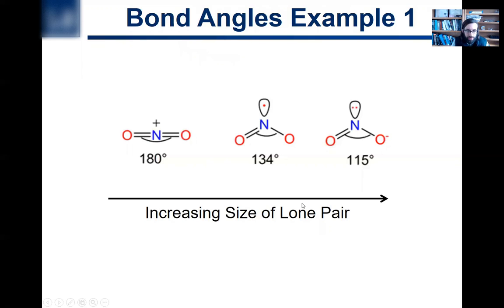Some other examples of this that can be rationalized with VSEPR theory are increasing size of lone pair. So if you go from a linear molecule, right, this cation, you have the idealized bond angle for linear, which is 180 degrees. But then if you make a radical, put a single electron here, the bond angle here is 134 degrees. And then if you put 2 electrons there, you have an even smaller angle of 115 degrees. So that shows you the increasing size of a lone pair.